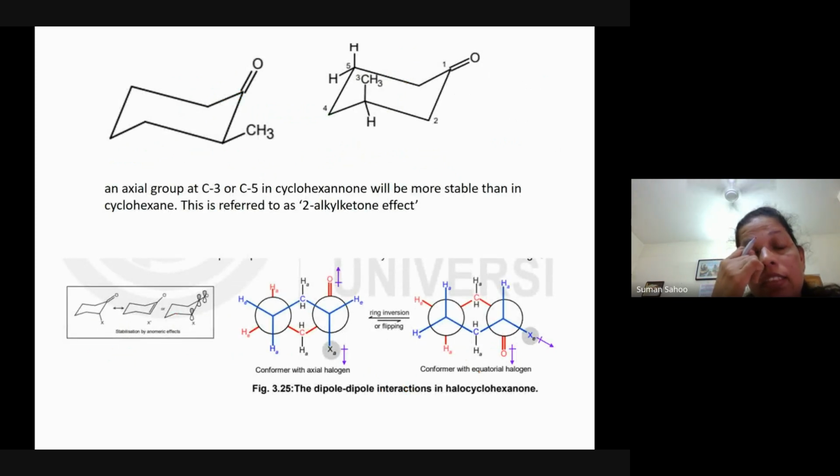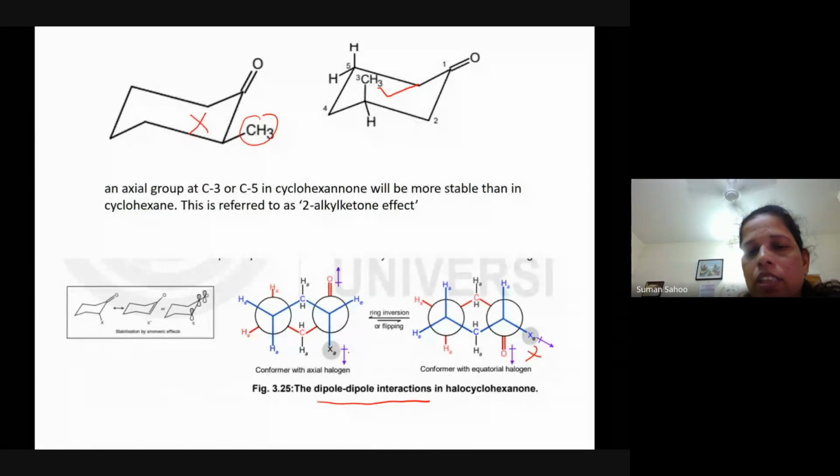Next, in substituted cyclohexanone, the CH3 group can be present at equatorial or at axial position. But in this case, the equatorial one is not favored. Actually, the axial CH3 group is favored. That is because of dipole-dipole interaction. If it is in the equatorial position, there would be dipole-dipole interaction here. But when it is present in the axial position, that would be in the opposite direction. So there would be less dipole-dipole interaction, and that would be stable. So in case of substituted cyclohexanone, the axial substituent is more preferred. This is also known as the alkyl ketone effect.